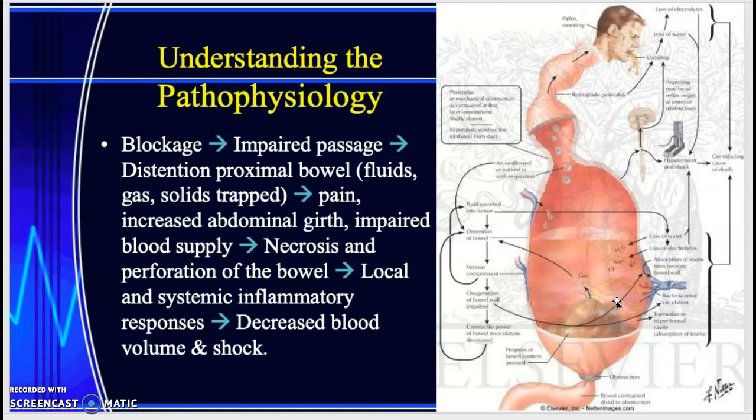They'll have an increased abdominal girth, and in that area where it's obstructed, you'll see an impaired blood supply there, and necrosis will usually set in. The bowel a lot of times will perforate, and it'll lead to an inflammatory reaction, and often the person will go into shock because of this disorder.